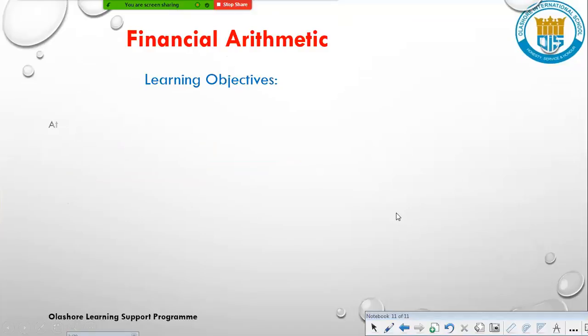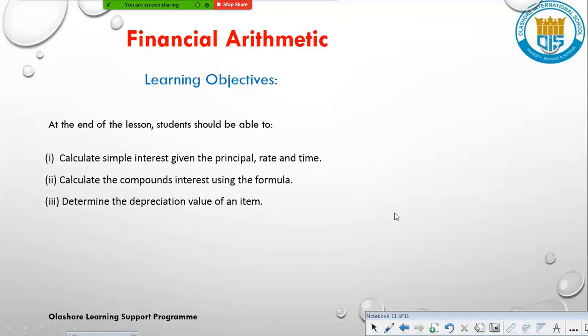Learning objectives. At the end of the lesson, students should be able to: one, calculate simple interest given the principal, rate, and time. Two, calculate the compound interest using the formula. Three, determine the depreciation value of an item.